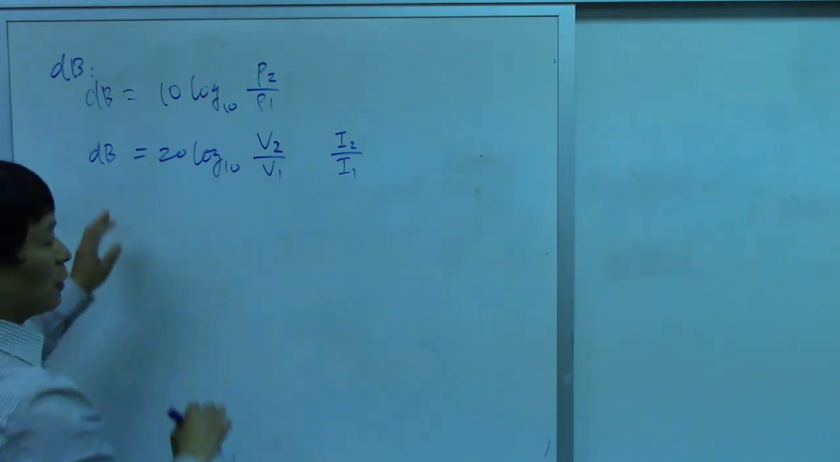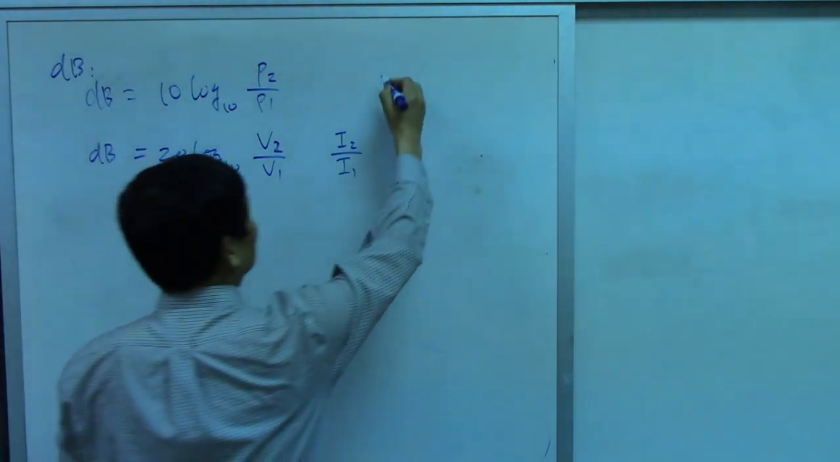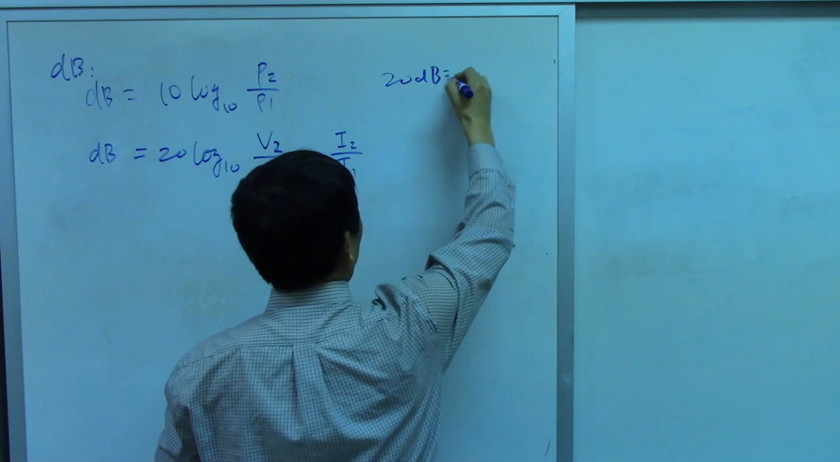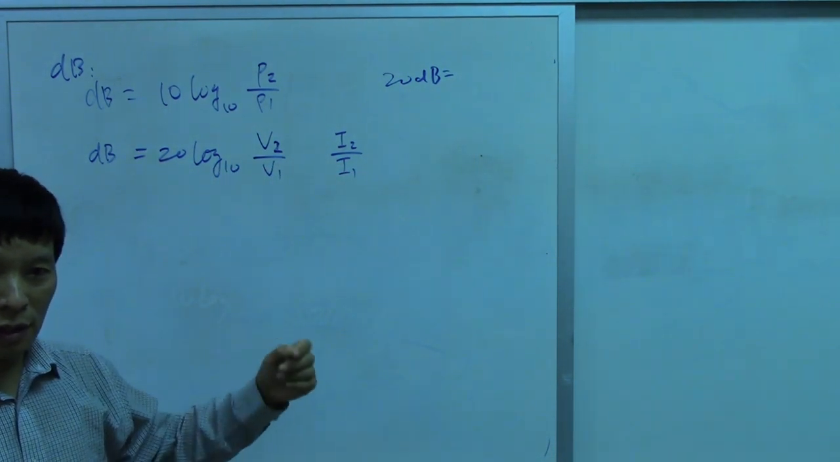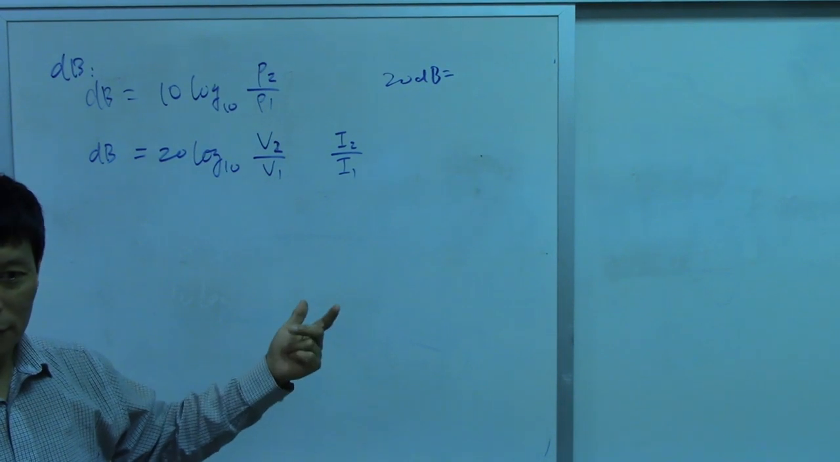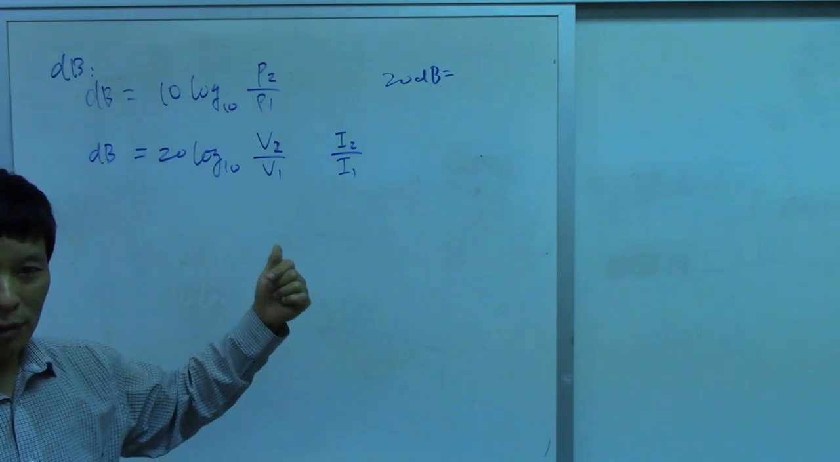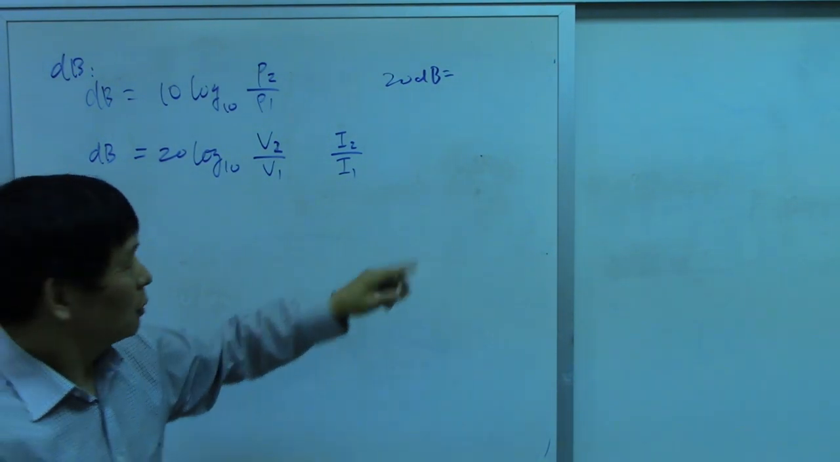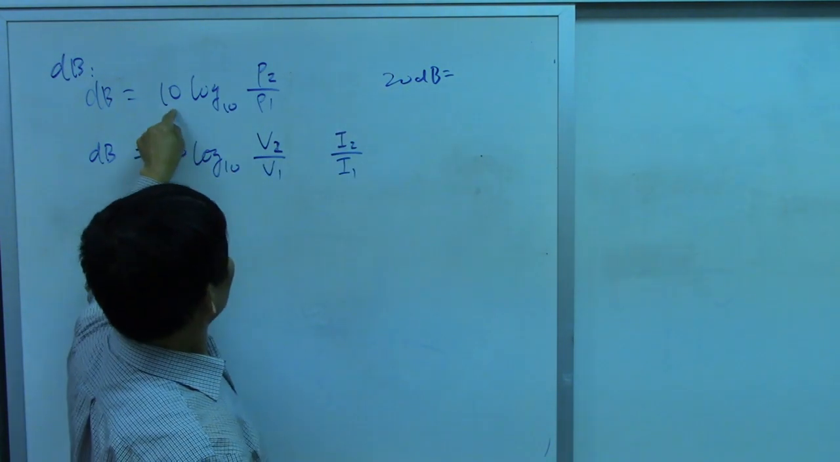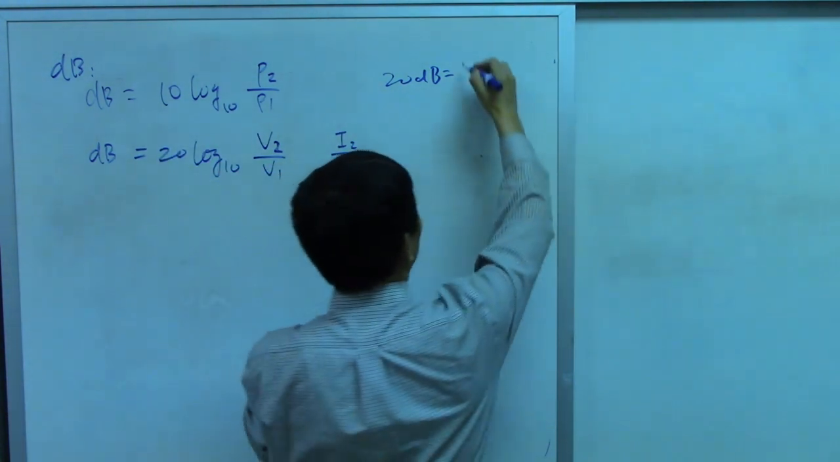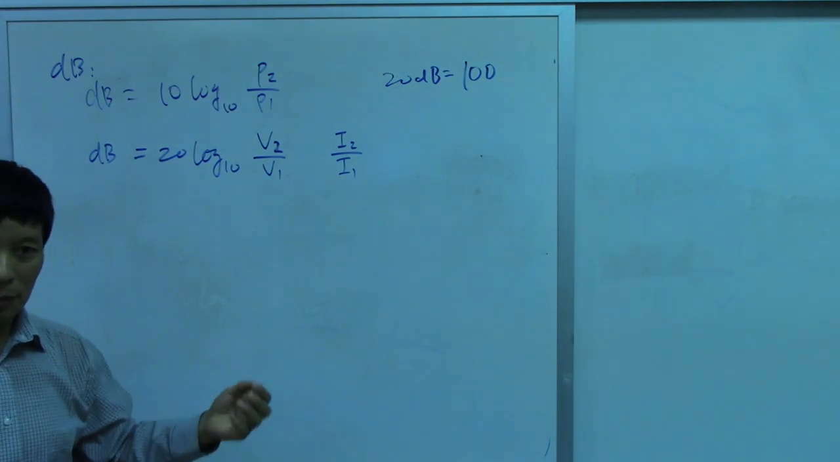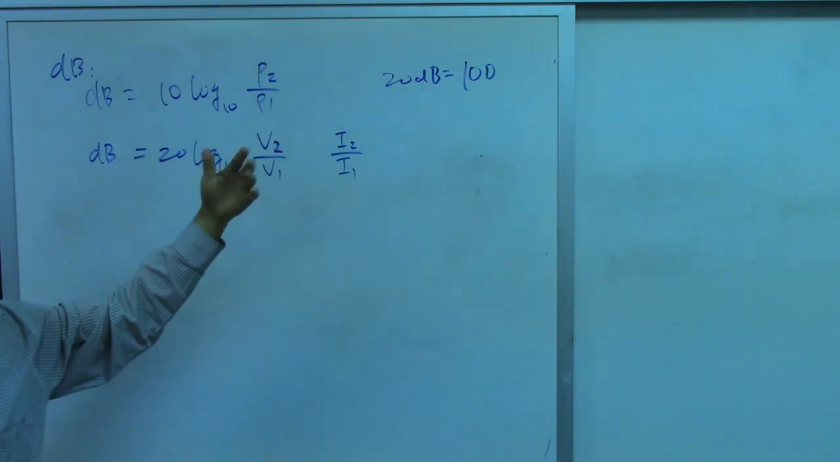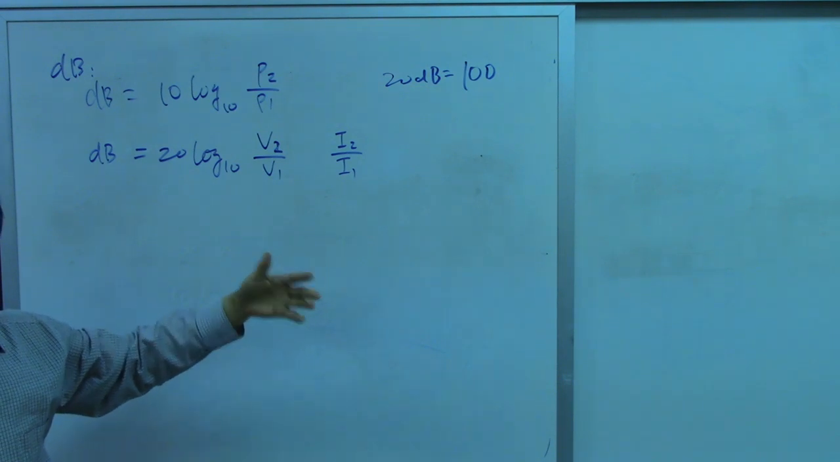So now, if we say the gain equals 20 dB in terms of power, how large is the gain in real value, not in dB? What's the factor? 20 dB equals 100, right? So if the power gain equals 20 dB, that means the output power divided by the input power equals 100. 100 times larger.